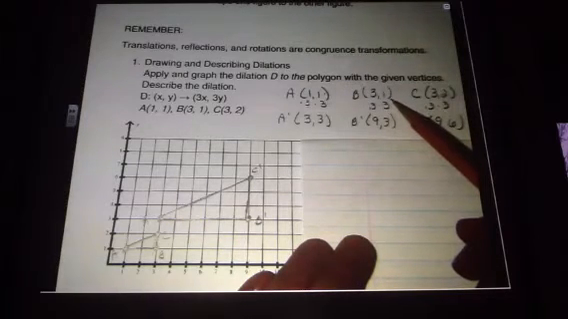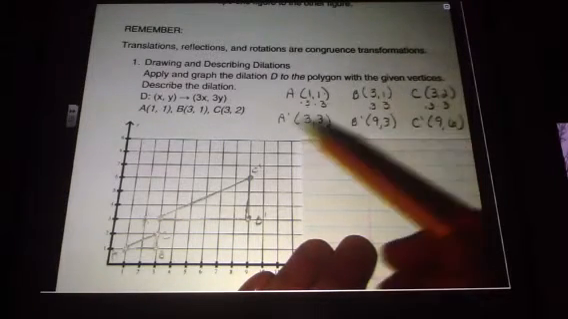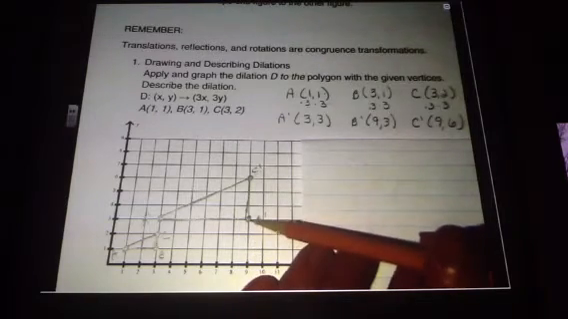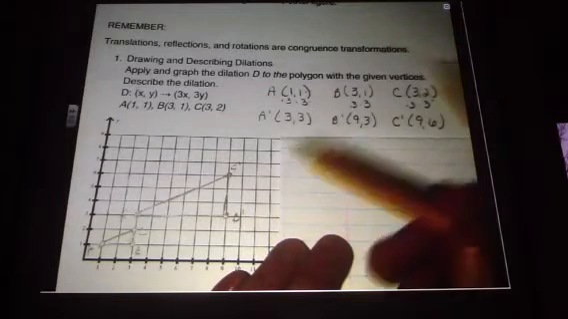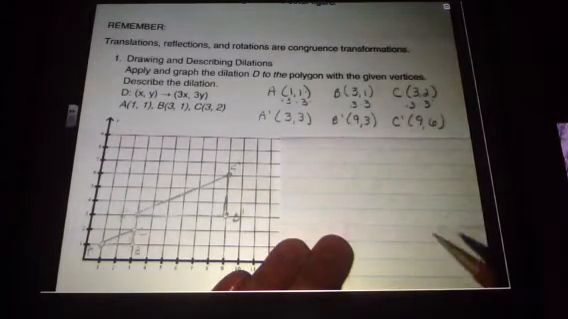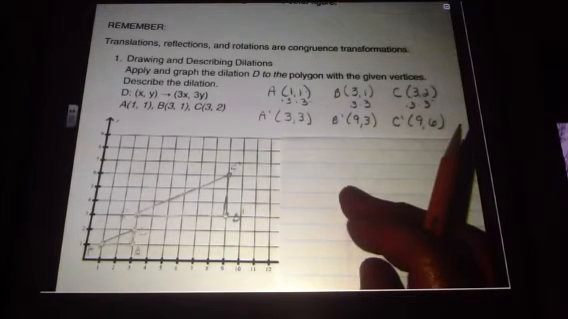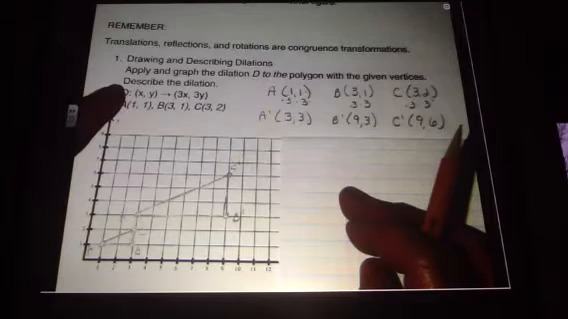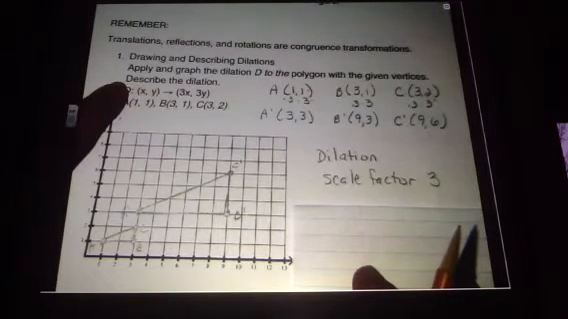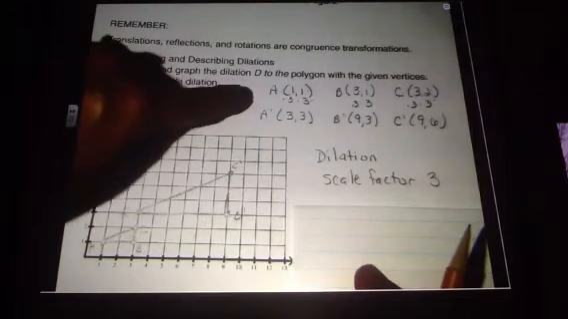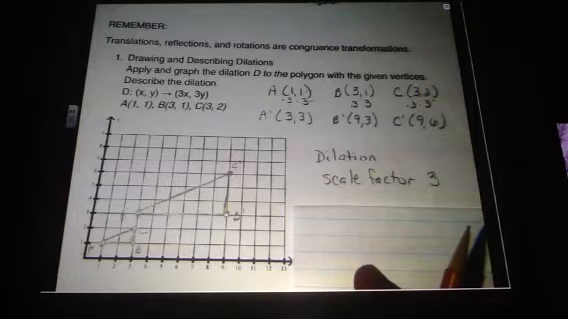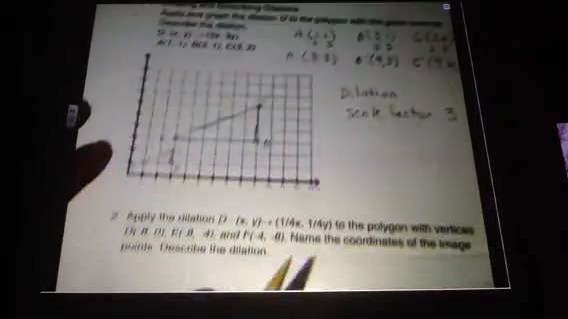Then apply the same dilation to point B to get your B prime, 9, 3. And then to point C to get your C prime, 9, 6. Okay, once you've applied the dilation, you have to describe the dilation. Okay, so the dilation is a scale factor of 3 because we multiplied each coordinate of the vertice by 3. A little review here. We've done this previously this year.